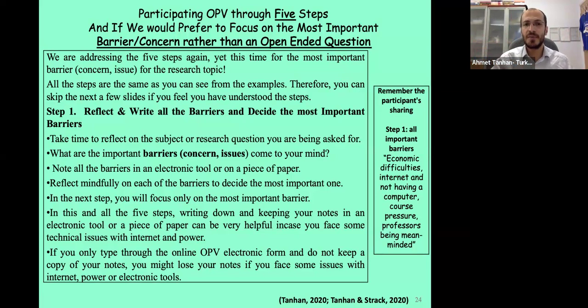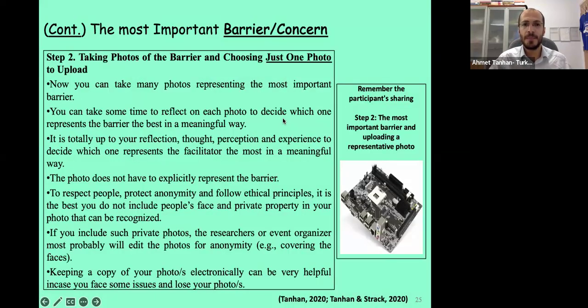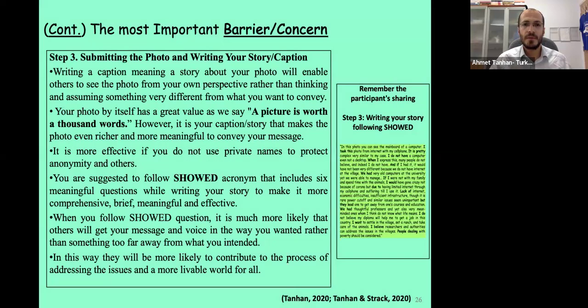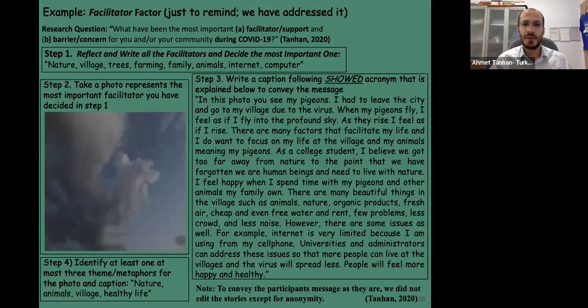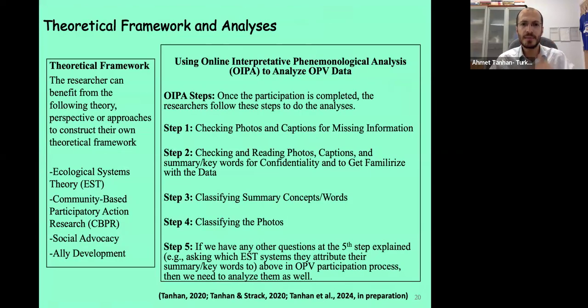Okay, so again, I have shared that with you. Rather than barriers and facilitators, it's just one thing. Here it says reflect and write all the barriers and decide the most important barriers. Okay, we focus on this. So if you go through this, you can see it's well provided, if you want to use OPV to focus on one phenomenon, or to understand the phenomenon, barriers, and facilitators.